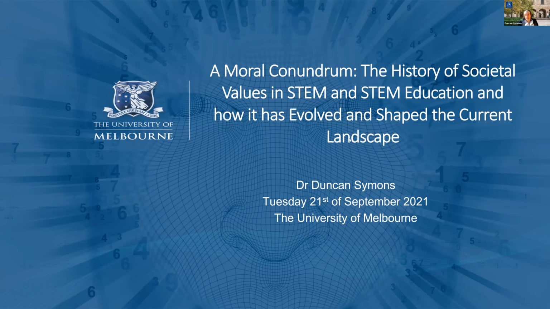So today's talk, as you can see, the title of the talk is A Moral Conundrum: The History of Societal Values in STEM and STEM Education and How It Has Evolved and Shaped the Current Landscape. The idea behind this presentation is that it is supposed to be provocative. I know that it'll probably annoy, well, maybe irritate some people. Maybe it'll make some people curious and wonder about certain things. But please remember, I wrote this for the purpose of generating discussion, for enriching our research and moving beyond where we are right now in 2021, in very, very turbulent times.